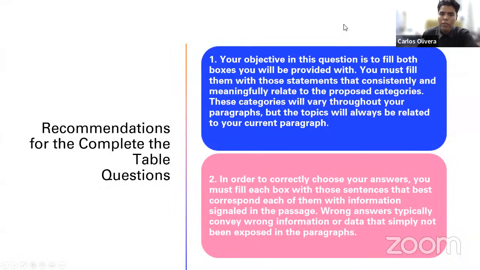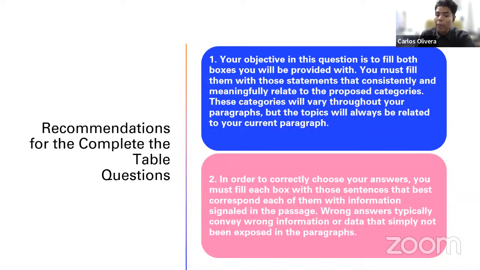Actually, if you look at my recommendations, you're going to be able to fill each box with two answers. Your objective in this question is to fill both boxes with those statements that consistently and meaningfully relate to the proposed categories. These categories will vary throughout your paragraphs, but the topics will always be related to your current paragraph. In order to correctly choose your answers, you must fill each box with those sentences that best correspond to information signaled in the passage.